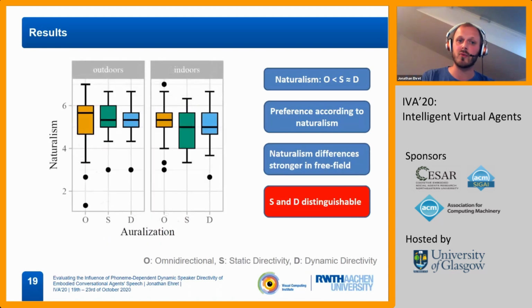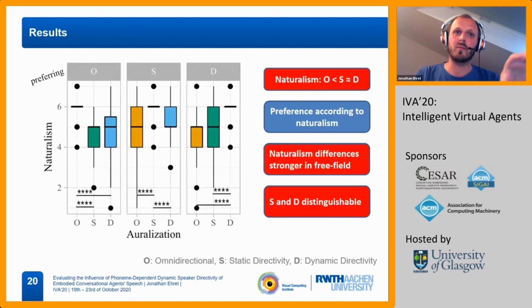Looking then at the naturalism ratings, for the indoor and outdoor case and for all 3 variants, we also unfortunately did not see any significant differences between these naturalisms compared between the different scenarios. So we have to reject that it's stronger in free field. And we did not see a significant difference in naturalism between either. So we unfortunately also have to reject that hypothesis for now.